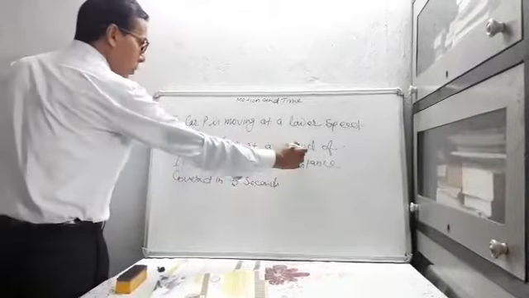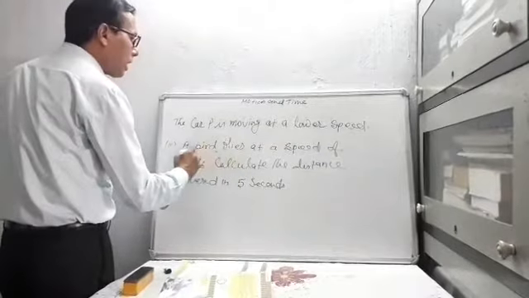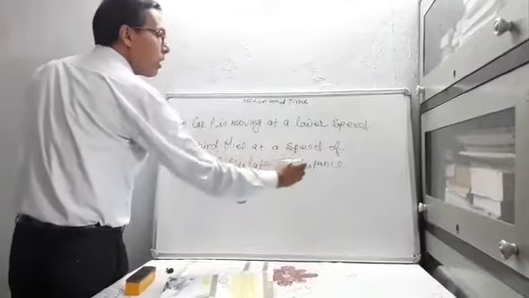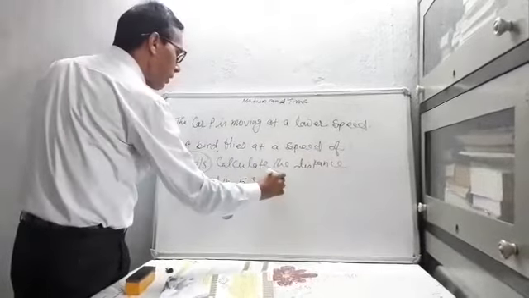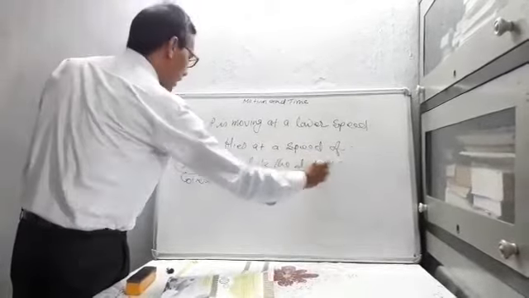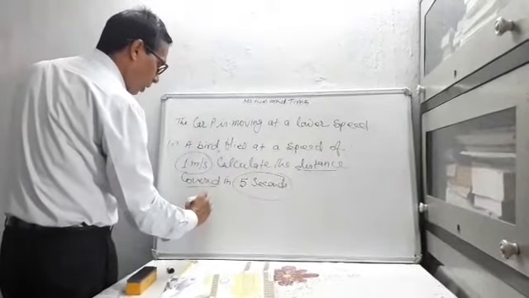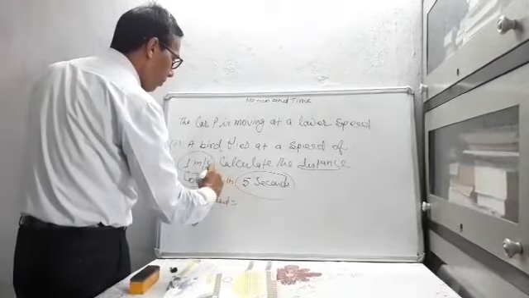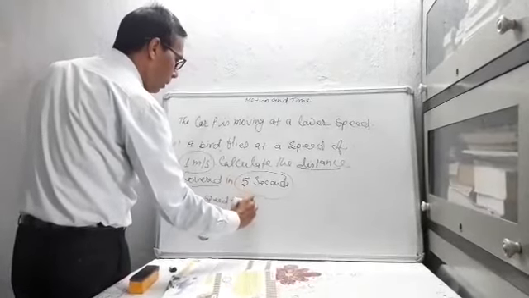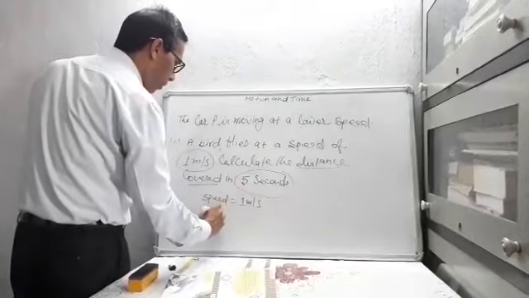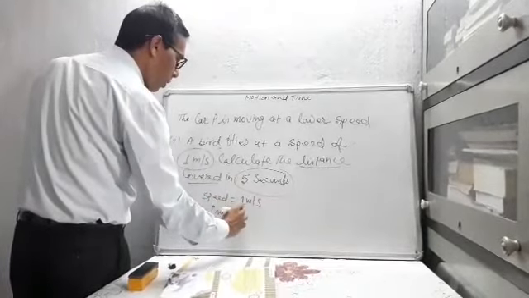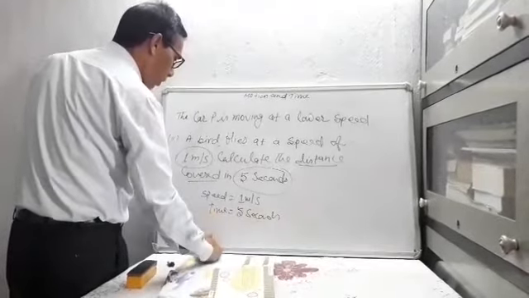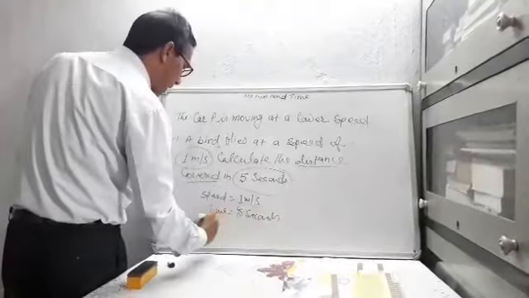Here it is given that the speed is given and time is also given. We have to calculate the distance covered. So here speed is equal to 1 meter per second. Time is 5 seconds. You have to calculate the distance.